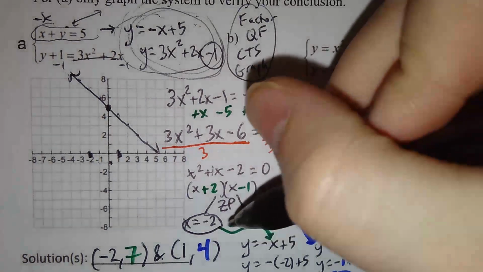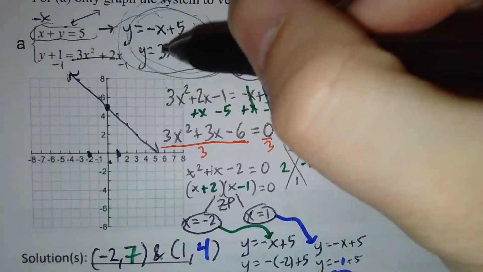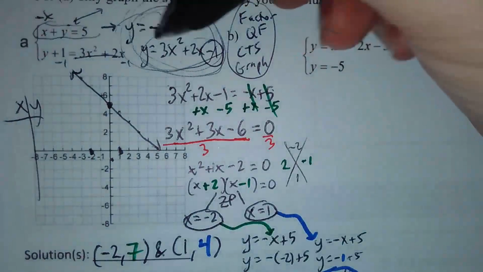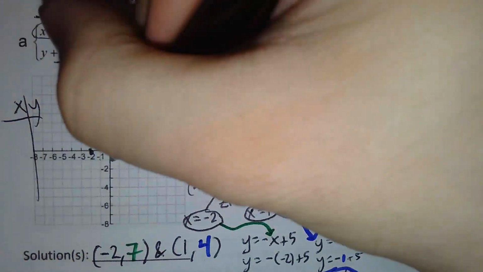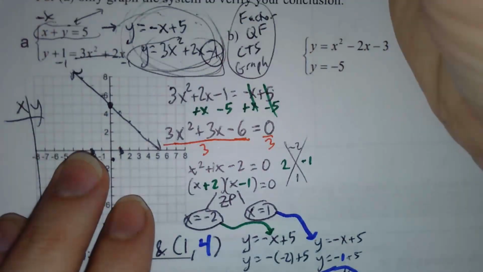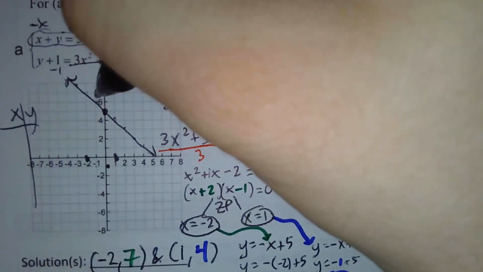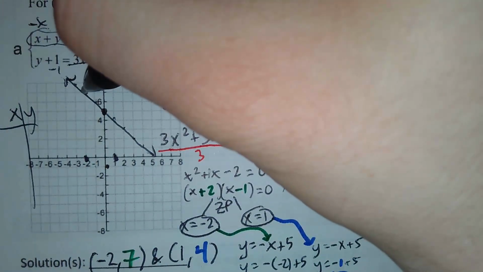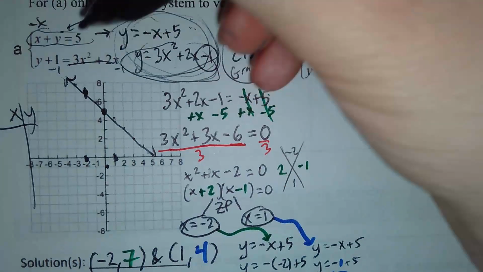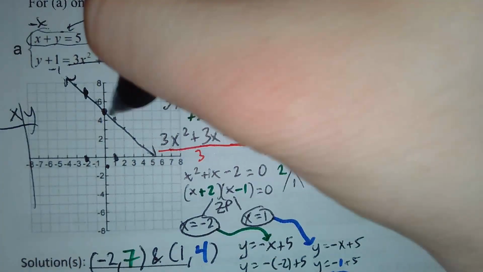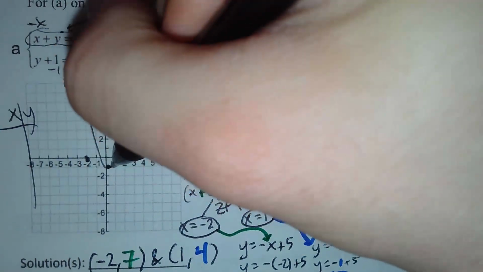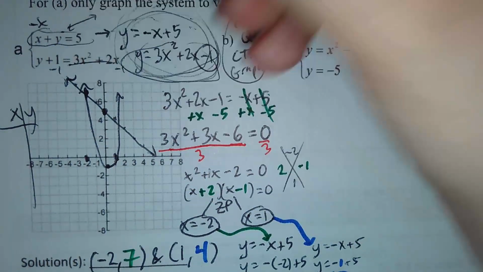I actually made a mistake. This is not the same equation as this one. But if we do graph these, creating a t-chart for this equation right here, we will get a y-intercept of -1. And since it's stretched by a factor of 3, they will end up crossing at (-2, 7) and also (1, 4). So the parabola looks something like this.